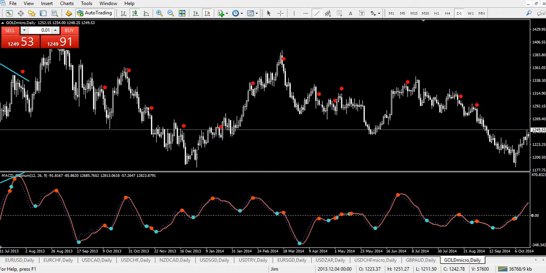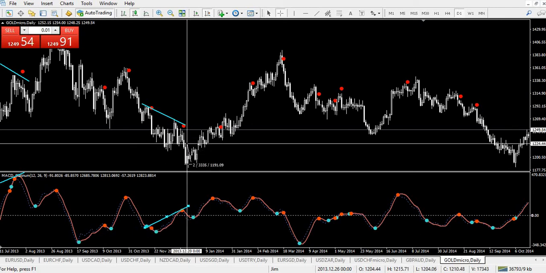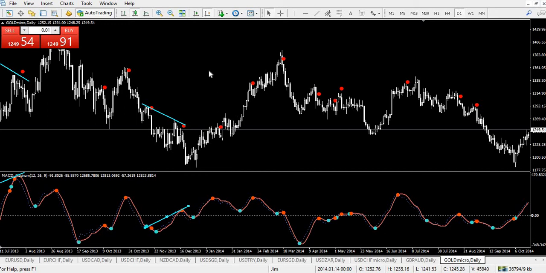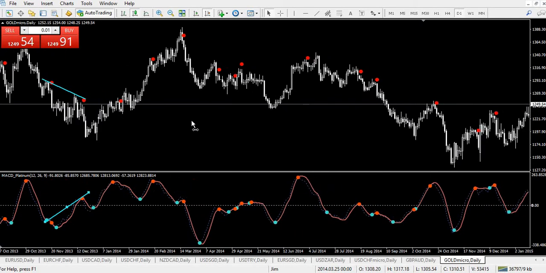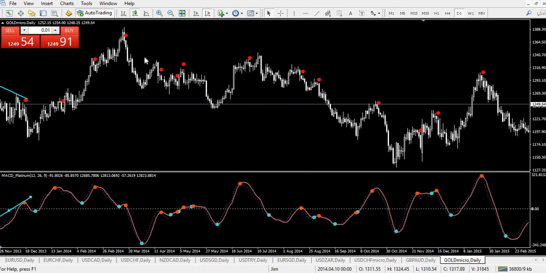Here's another one of these little tight ones in there. There's your lower highs, price is down, and that's the corresponding one in there. Take the sell. Probably wouldn't get much out of that. If you go down 400 pips, nothing to be sneezed at. It's gold. Price is down, MACD's up.